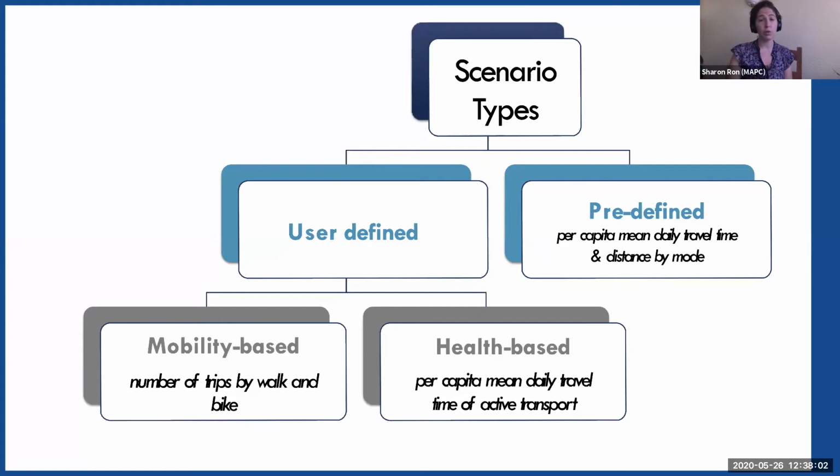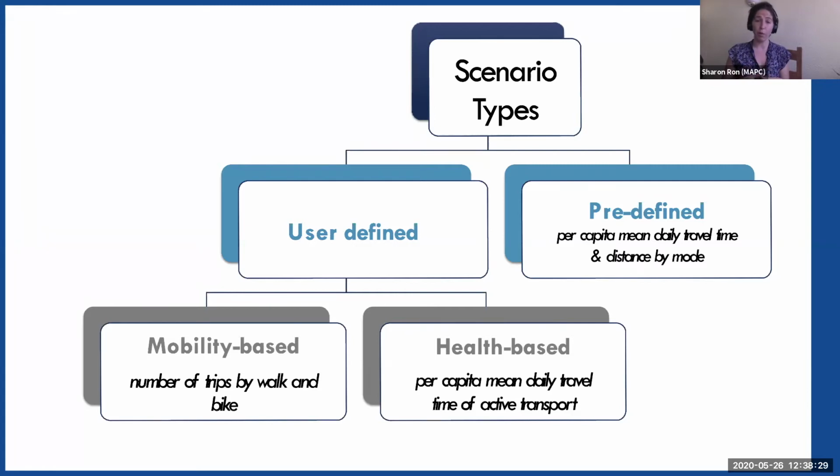We can also use the outputs of travel demand models as inputs for ITHIM. So this would be a predefined scenario. You're taking the outputs coming out of a travel demand model, or maybe a TIP, and putting them into ITHIM to say, if we have all of these predetermined VMT amounts and mode shares, what would we expect to be the health outcomes? Those are examples of that.